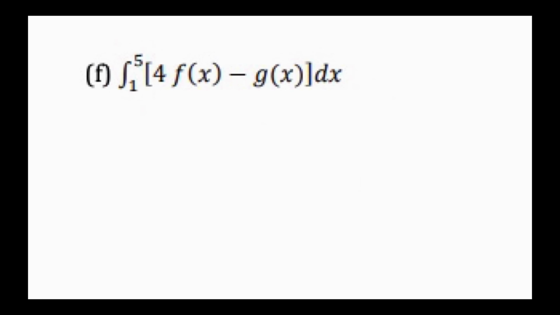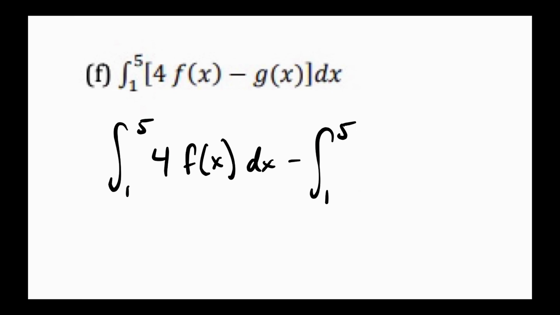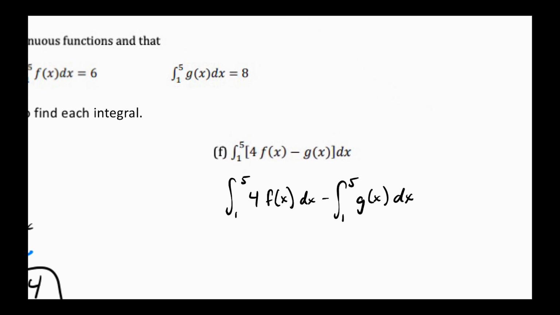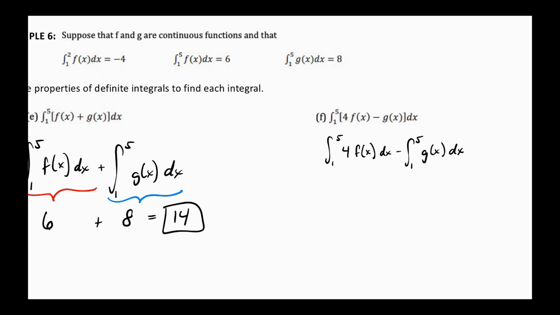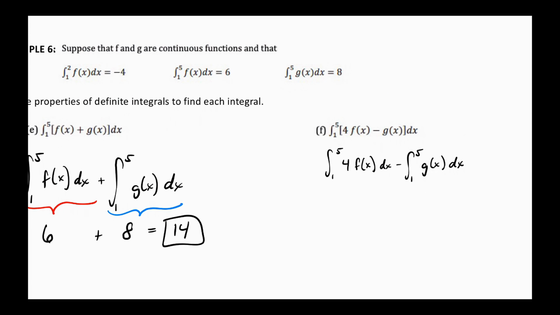Okay. So the first thing, I see a couple things here. I see a minus, so I know I can break them up. So what I'm going to do is break them up into 2 smaller chunks. Minus, they have the same bounds. Then I go back up to my givens, and I see 1 to 5 for f of x is here. 1 to 5 for g of x is here. Okay, so I have enough, so I don't need to draw a picture. I'm going to move that 4 out in front.